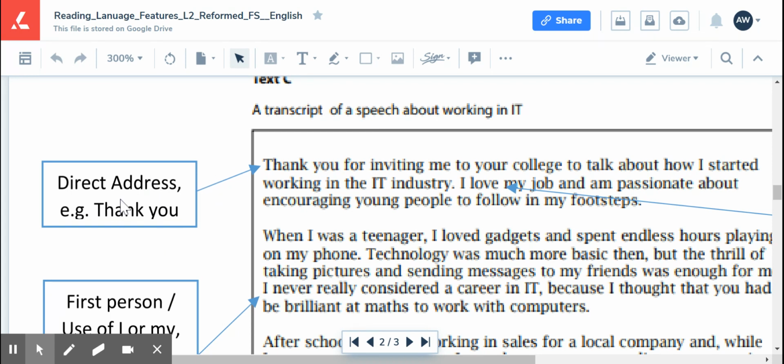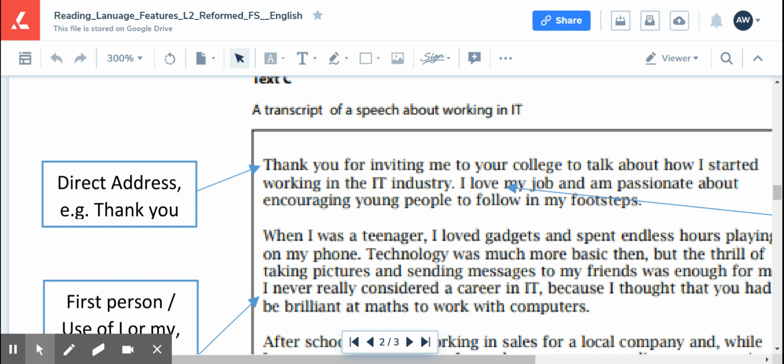So you've got direct address, the use of you or your, it's always direct address. Why is direct address used? Well, it's to engage the reader, to entice the reader into the text that's written. So it's very much about making it sort of personal for the reader.